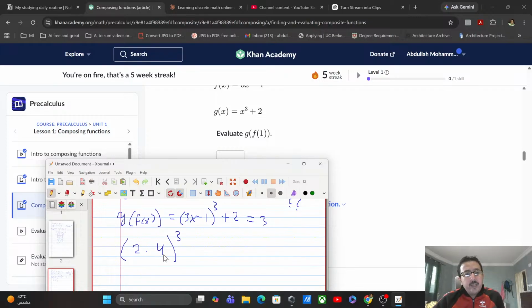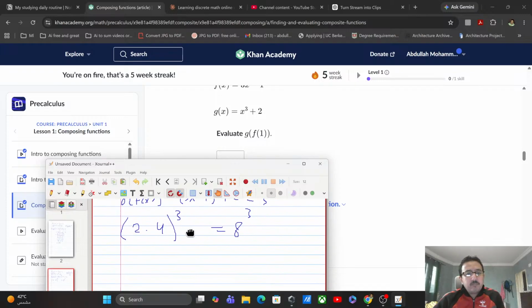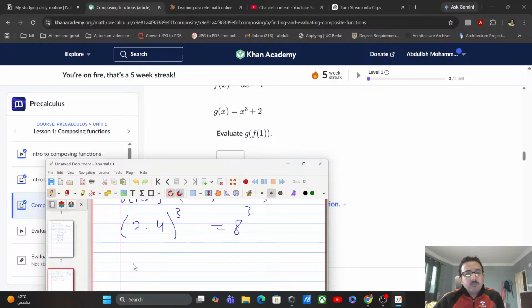Okay, so what are we going to do? We usually take the product of 2 and 4, that's 8 to the power of 3. But what if we took 2 to the power of 3 multiplied by 4 to the power of 3? Would it still be the same?